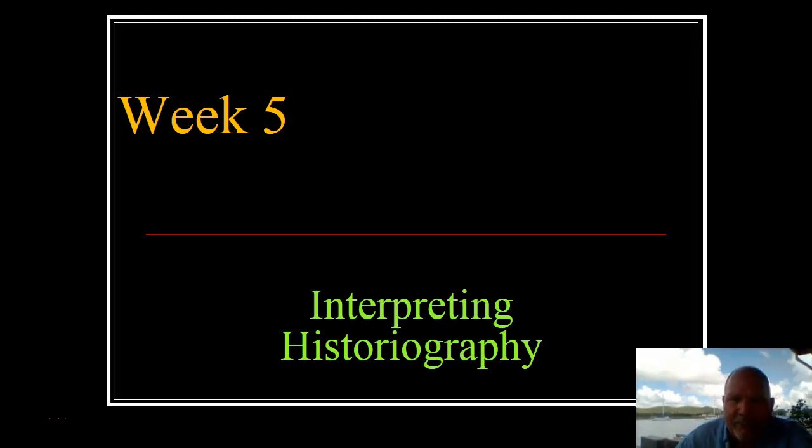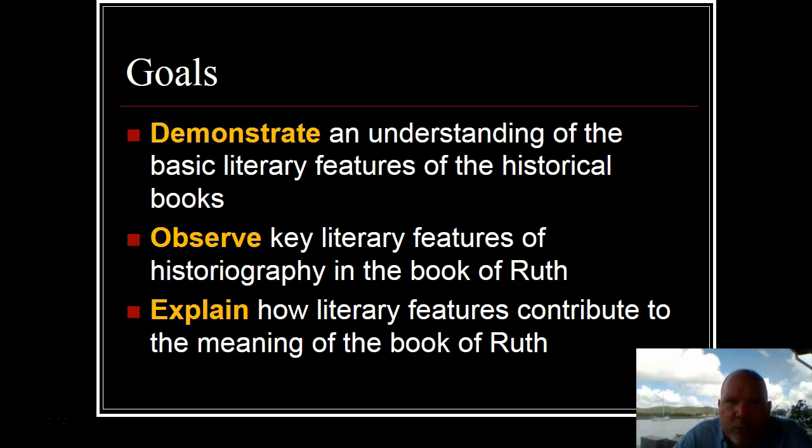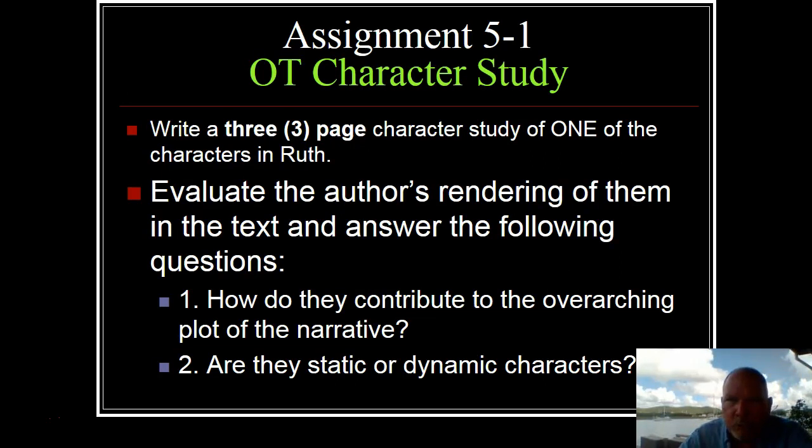So, moving to week 5, interpreting historiography. This week we have 3 goals. We're going to demonstrate an understanding of the basic literary features of the historical books. We're also going to observe key literary features of historiography in the Book of Ruth. Just like last week, when we did a chart analyzing some of the features of narrative in Ruth, this week we're going to dive in and look at characterization in more depth. And then finally, to explain how literary features contribute to the meaning of the Book of Ruth.